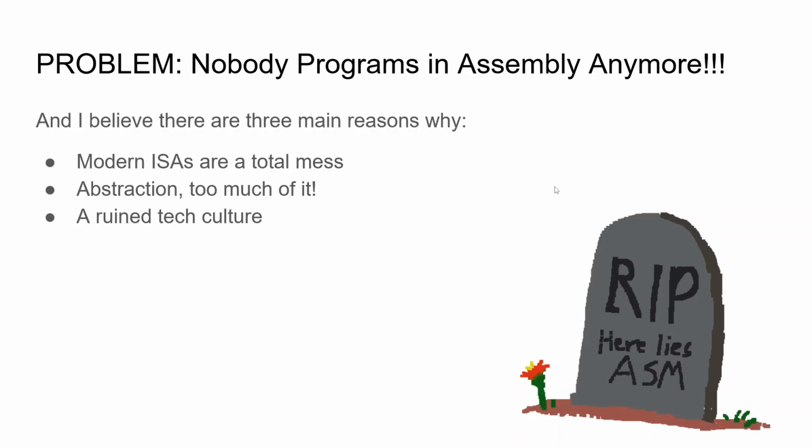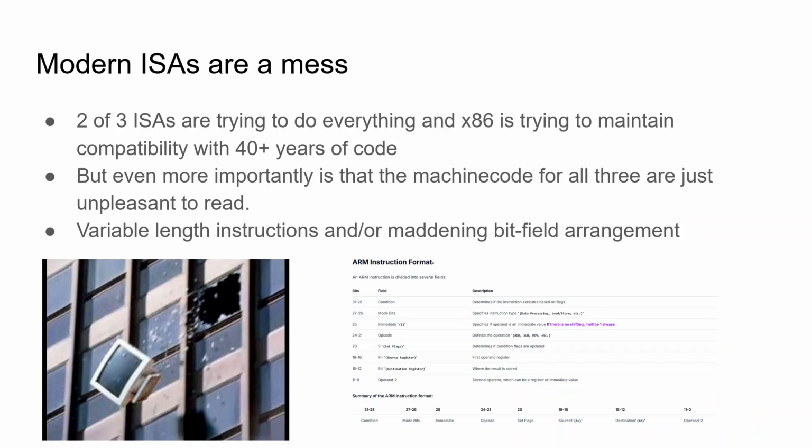But anyways, on to our problem. Nobody programs in assembly anymore, and I think there are three reasons why. One, modern ISAs are a mess. Two, there's too much abstraction with everything. And three, our culture has been ruined by various villains and such. And so assembly isn't as hot as it used to be. Though certain projects like FFmpeg obviously have a lot of inline assembly, and that's awesome. But anyways, reason two. Well, we'll start with the reasons.